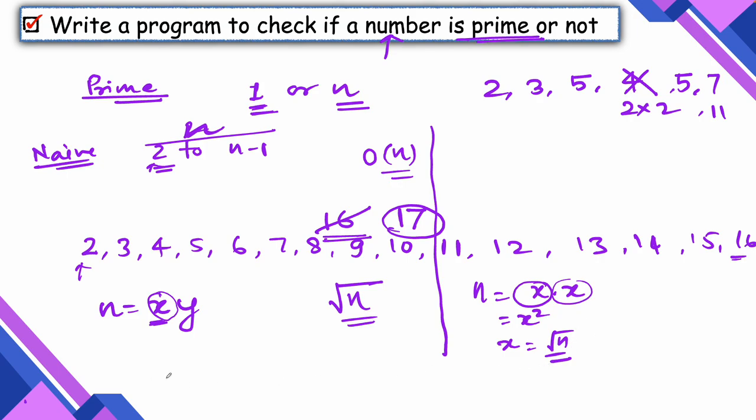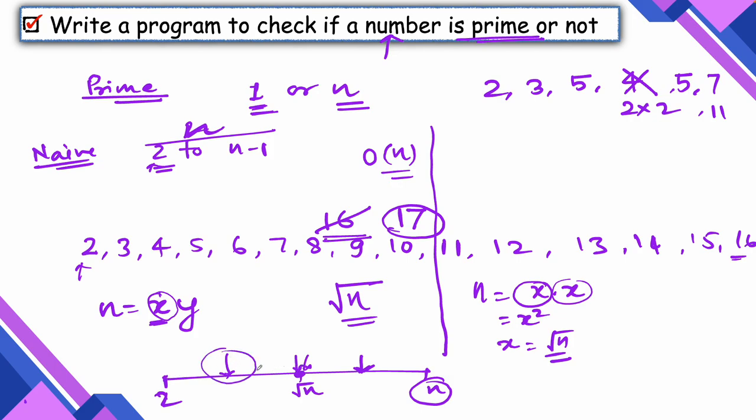If you consider the numbers from 1 to n, here is your root n. Say you multiply two numbers that are both root n, so both lie here, and multiplying them gives n. The other possibility is that one number is greater than root n, so the other has to be less than root n. So programmatically, you have to iterate from 2 to root n.